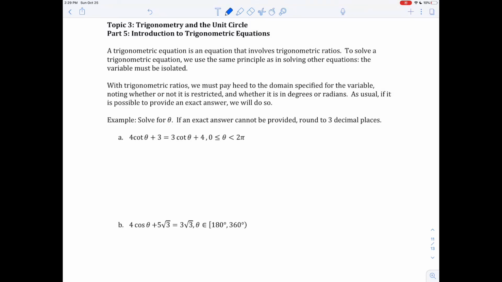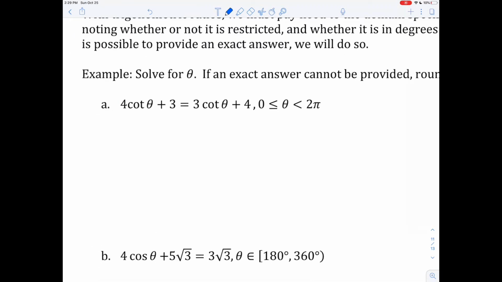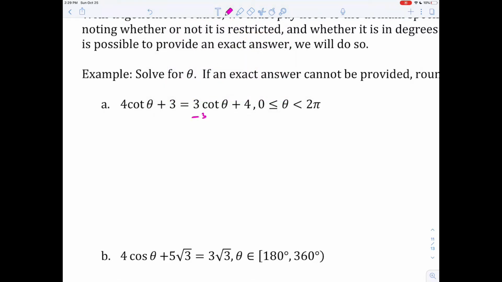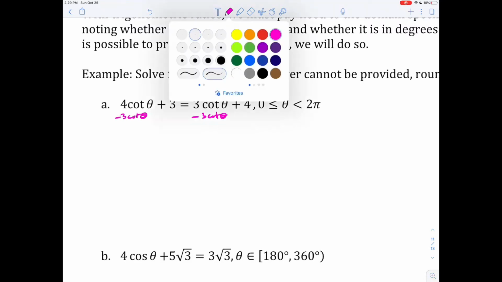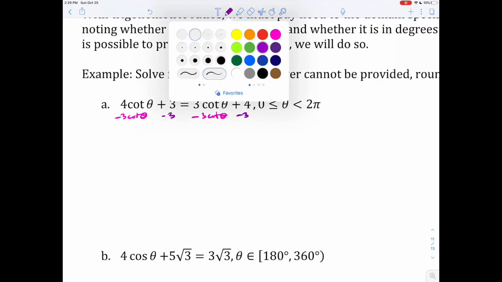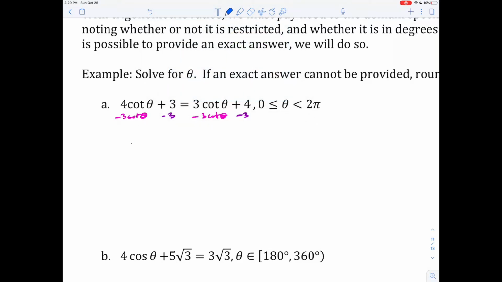In this first case, what we can do here is we can subtract 3 cotangent theta from both sides. And if we want, we can even subtract 3 from both sides, because then in that case we'll have 1 cotangent theta, and 4 minus 3 is 1. I don't know this secondary trig ratio business. I will turn it into tan theta and say that tan theta is the reciprocal of 1, which is 1.